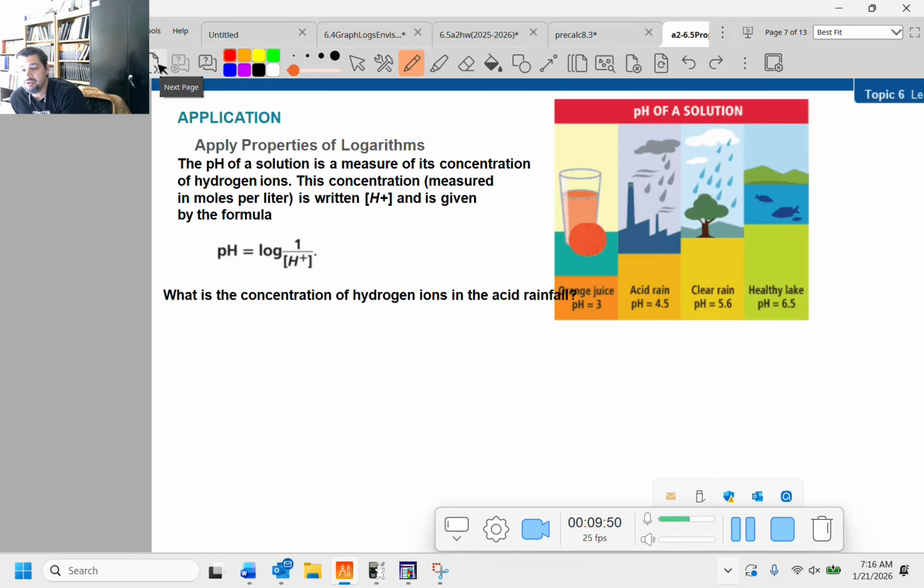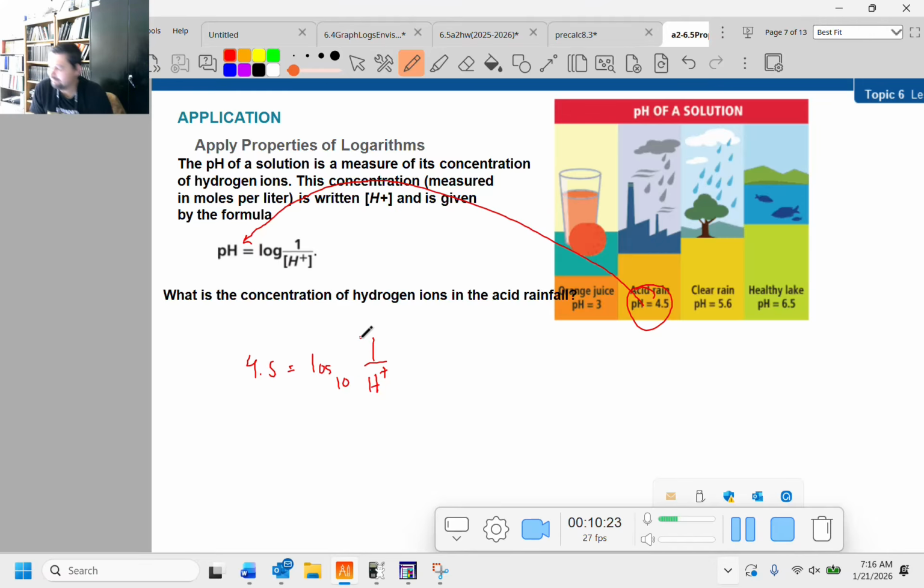Properties. pH is a logarithmic scale. The pH of a solution is a measure of its concentration of hydrogen ions. The concentration, measured in moles per liter, is written as H plus, and is given by the formula pH is log of 1 over H plus. What is the concentration of hydrogen ions in acid rainfall? So they gave us the pH. Well, go ahead and just throw that number right there. It's 4.5. I'm going to say it's a log, by the way, log has a sub base of 10, of 1 over H plus.